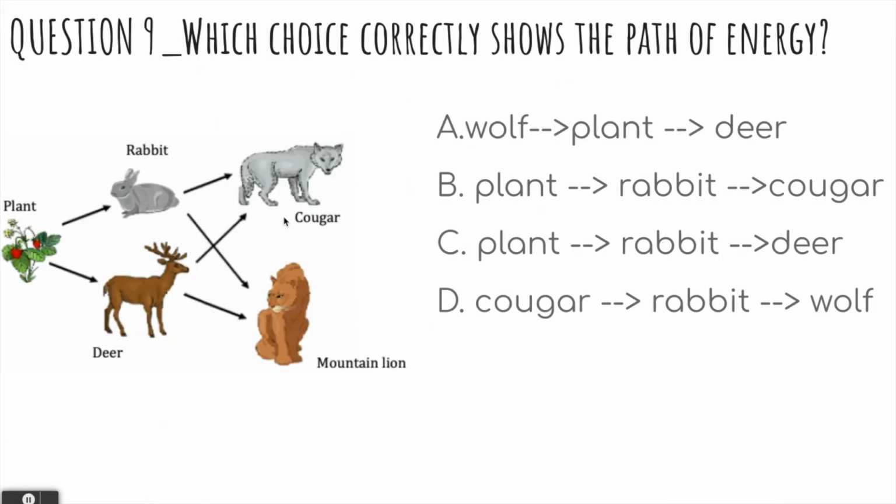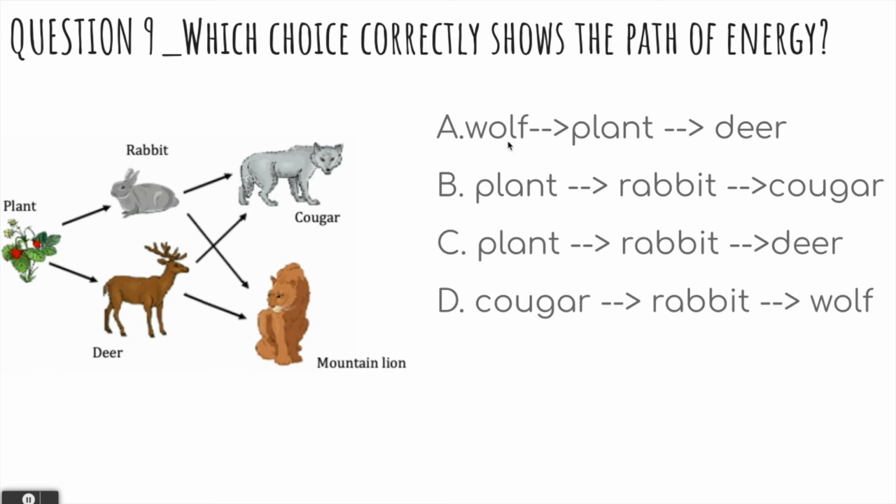Let's move on to question 9. Question 9 asks us what choice correctly shows the path of energy. So let's take a look at this food web. Which of these choices is correctly showing how the energy is being transferred from one animal to the next?